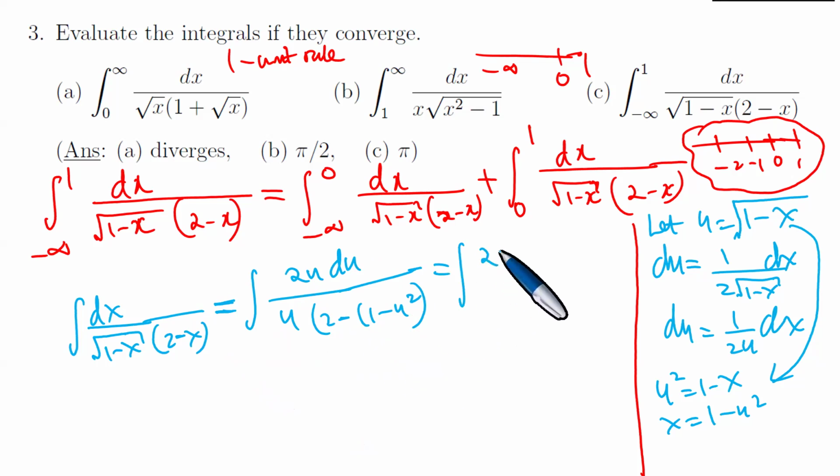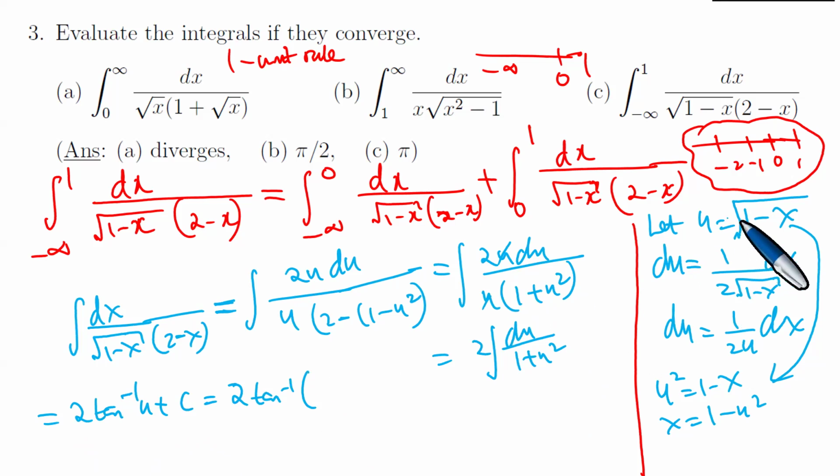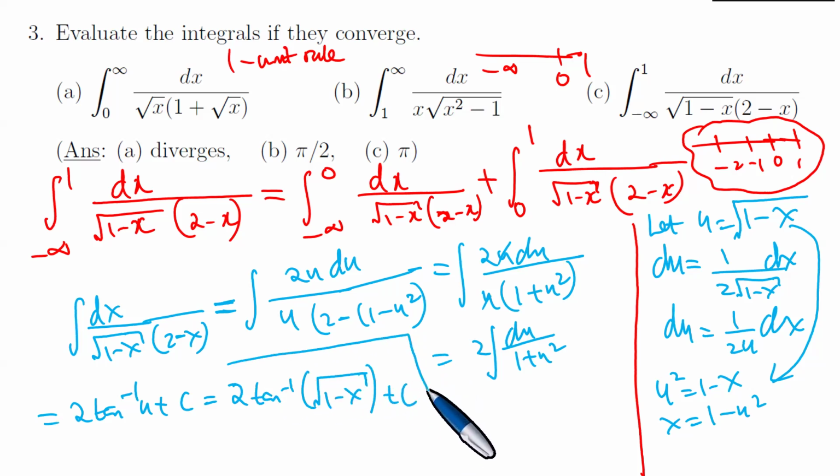So you have this one. You have 2 minus 1, which is 1 plus u squared. These two cancel, giving us 2 du over 1 plus u squared. There it is. So, what is this? If you start from here, you'd have 2 arctan of u plus c. That is the integral, 2 arctan. What is u? It's exactly this, 1 minus x plus c. Okay, so this is the answer.